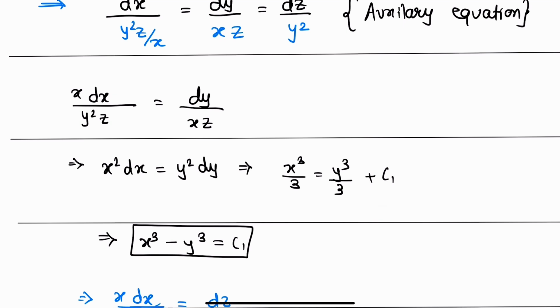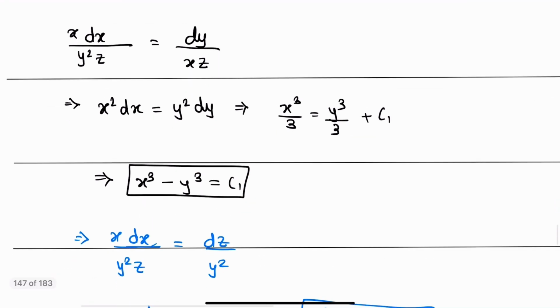So what do we get here? x³ minus y³ equals c1. Yes, c1, it will be something like c1 dash, because once you multiply with 3, here it will be 3c1, and this c1 I have just written as c1. Actually, it should have been c1 dash. I hope you understand this.